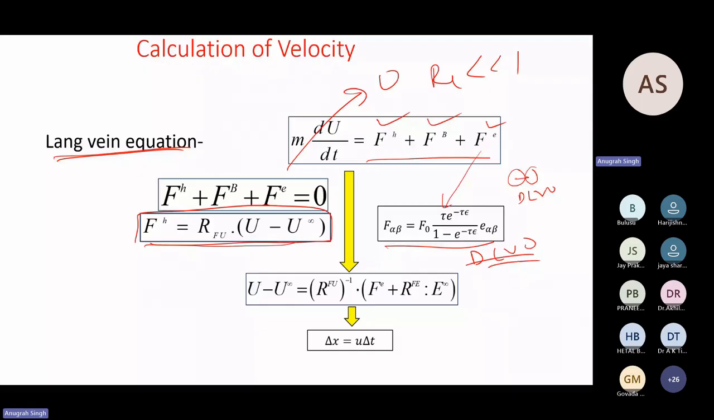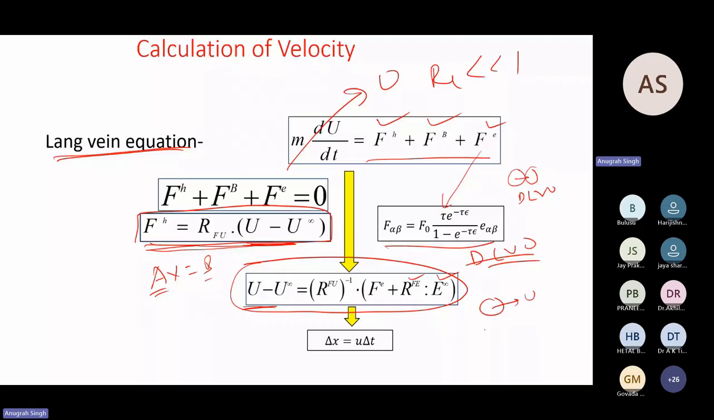Now once you know this, you can solve this equation. So this is AX equals B, with A a matrix, right? If you want to know the velocity, you just solve. The velocity field solution is R_FU inverse times F_E plus R_FE dot E, and F_E. And all these are configuration-dependent matrices. This you are imposing, so you will solve the velocity field. Once you know velocity, that means this particle velocity you have calculated, so now you can move it.